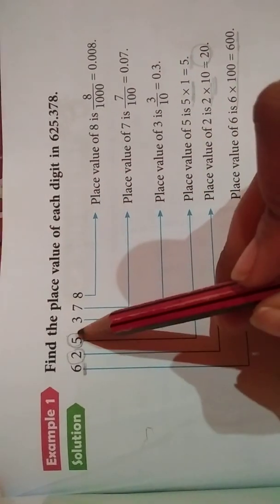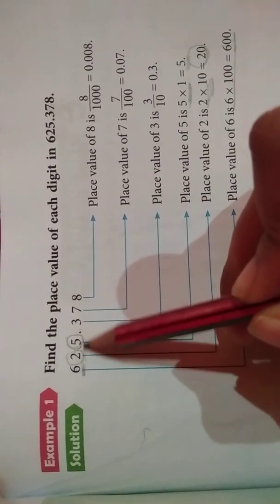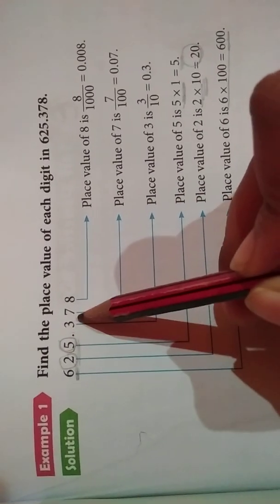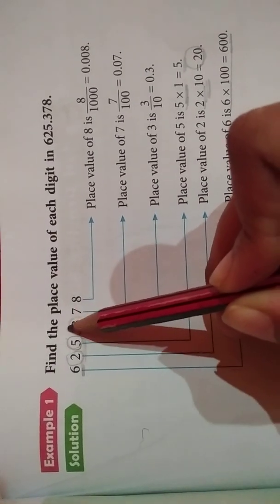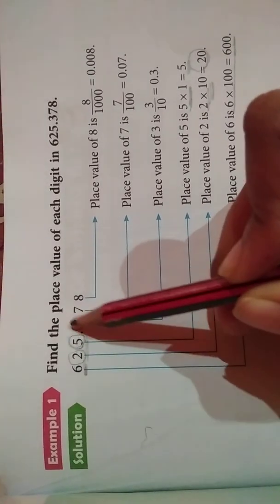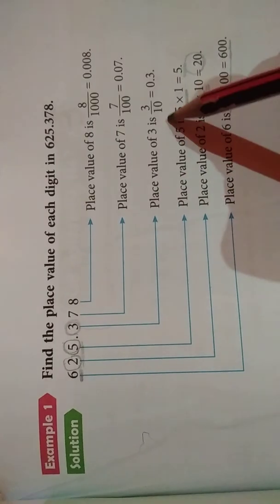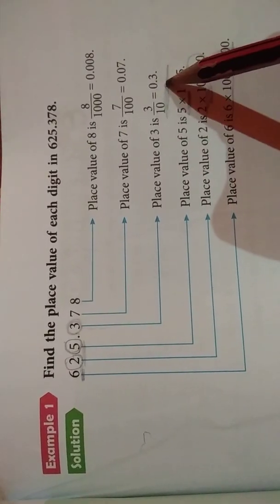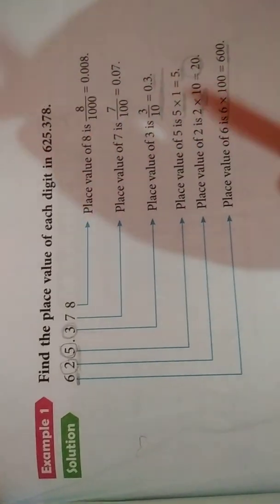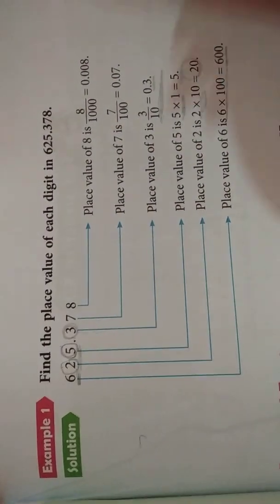Now we have done the part that is before the decimal. Now let's solve the part that is after the decimal. Now this is 3. What we have to do after the decimal is divide it by 10. So when we divide the 3 by 10, right, what do we get? We will get 0.3. This we have learned in our previous classes, right?